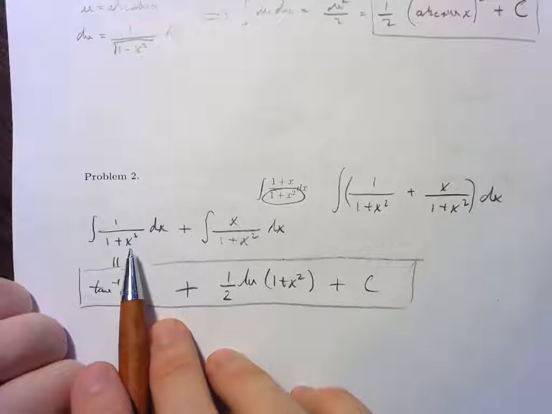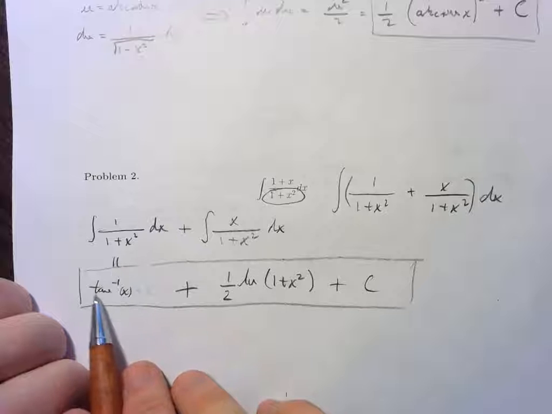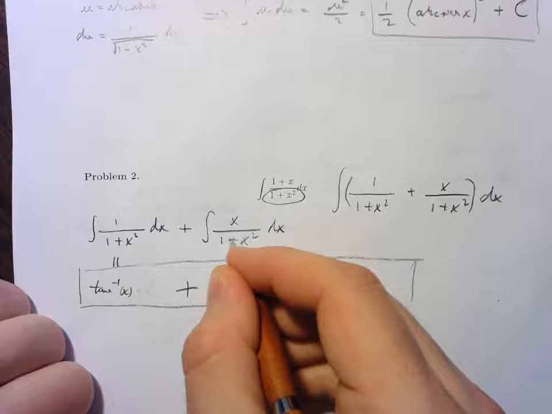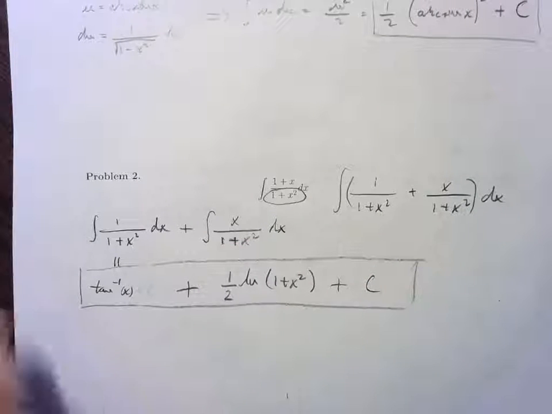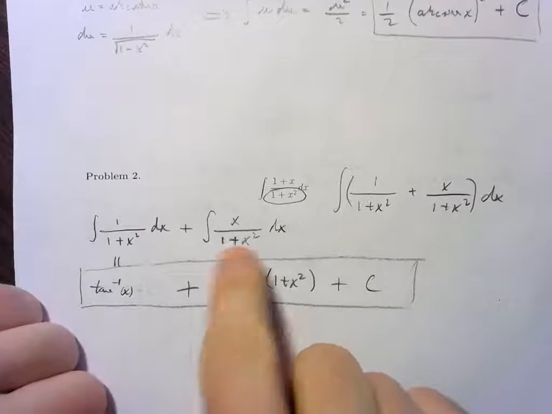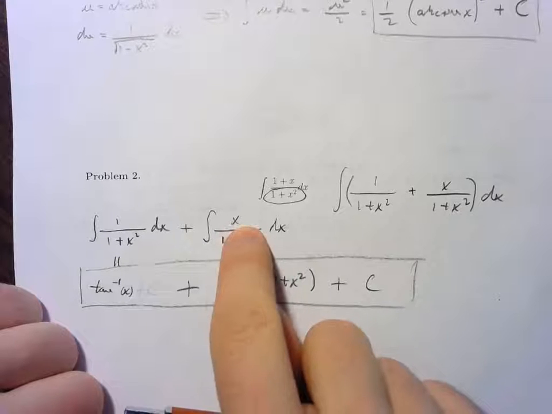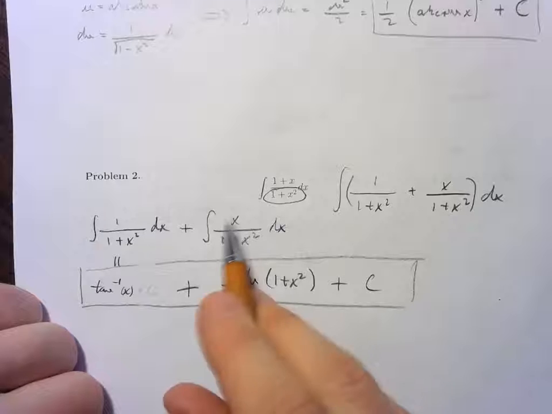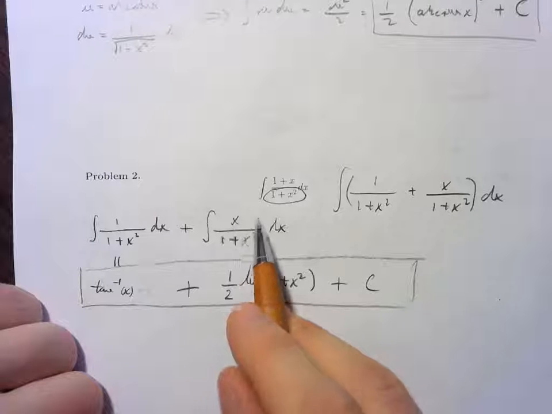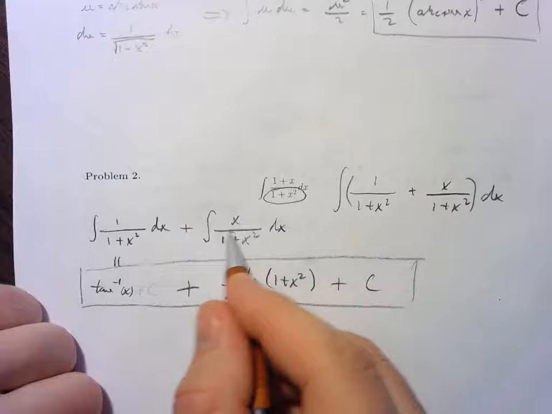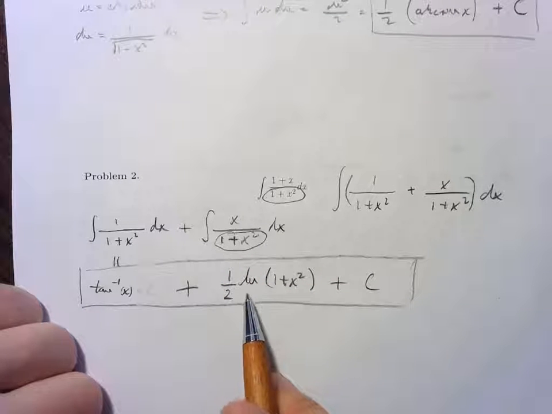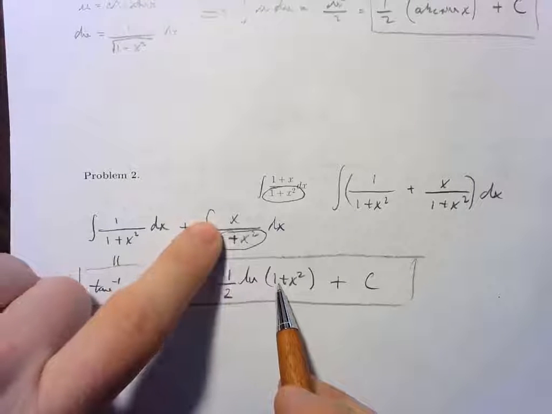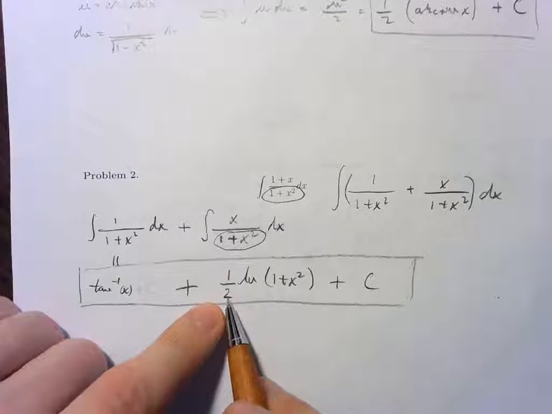The first one is very simple, it's just the arctangent of x. And the second integral can be easily done by substitution, because we can see that the derivative of 1 plus x squared appears on top. It's off by a factor of 2, but we can fix that, right? So this integral should be the same as the integral of 1 over u, and that's the ln of that piece.